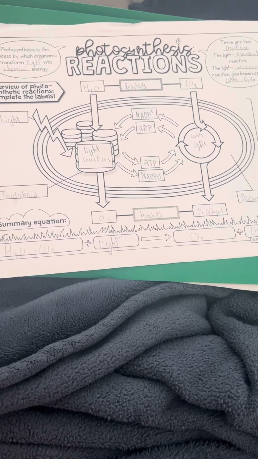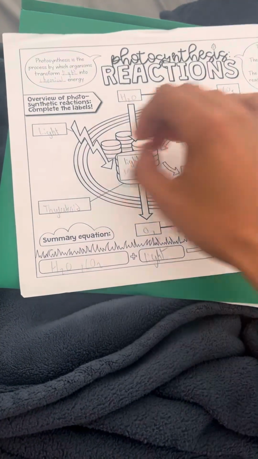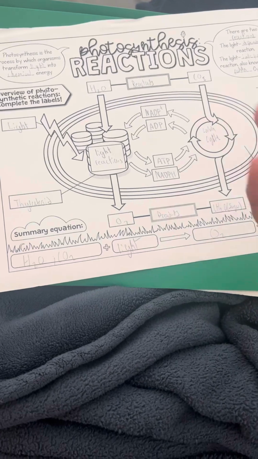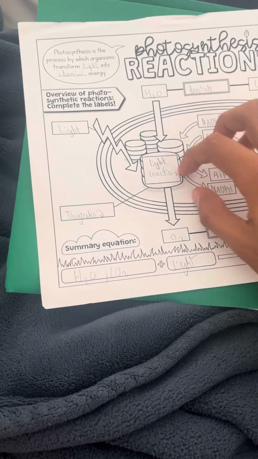These chloroplasts are made up of a double membrane, the stroma, which is the gel-like, so kind of like the cytoplasm of the chloroplast, and thylakoid, which is just one part of the stack.